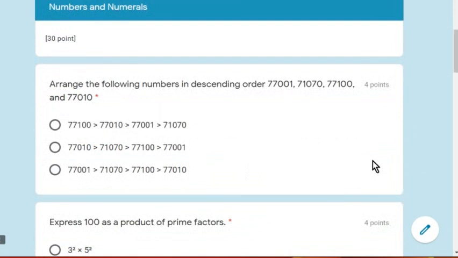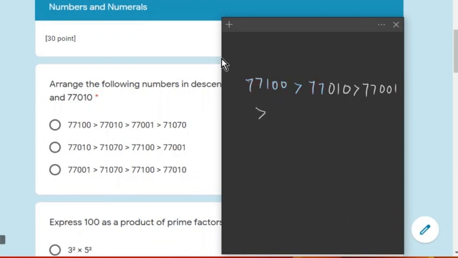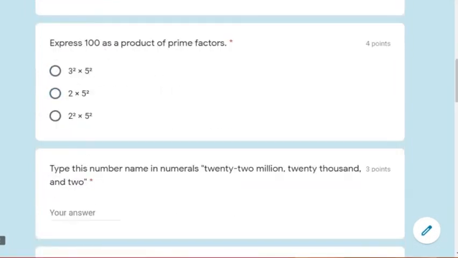That is from the highest to the lowest. And when you check the numbers carefully, you'll notice that 77,100 is bigger than 77,010, okay, which is also bigger than 77,001, and the smallest number there is 71,070. Okay, so the correct answer should be A, the first one here.